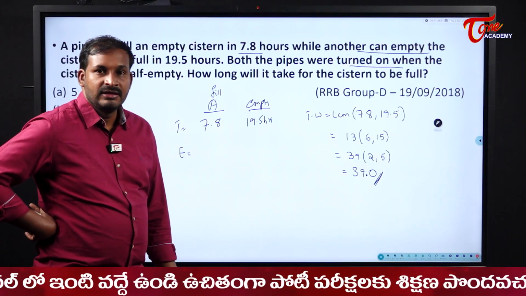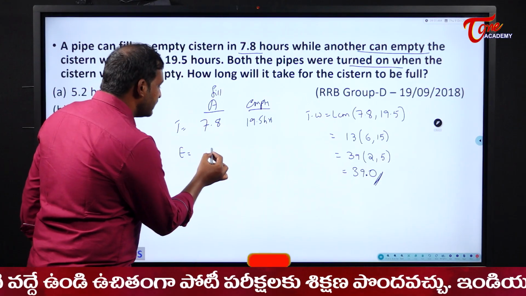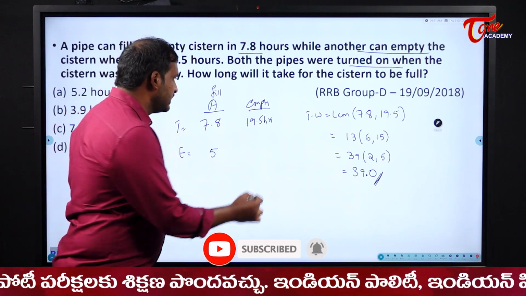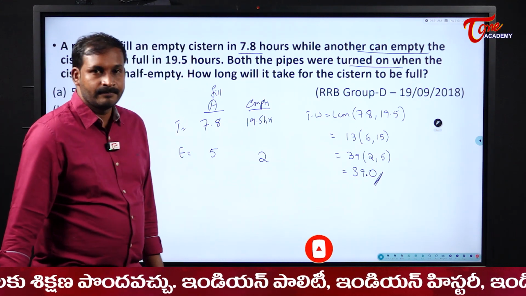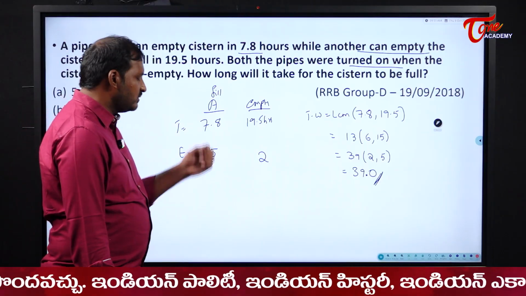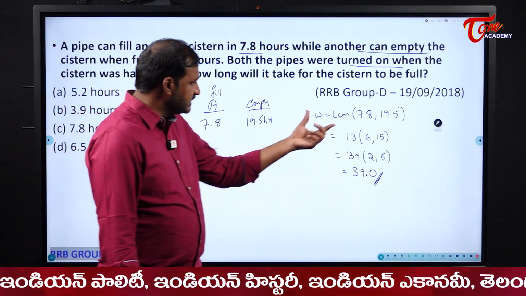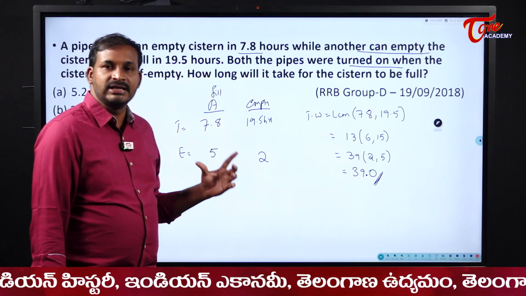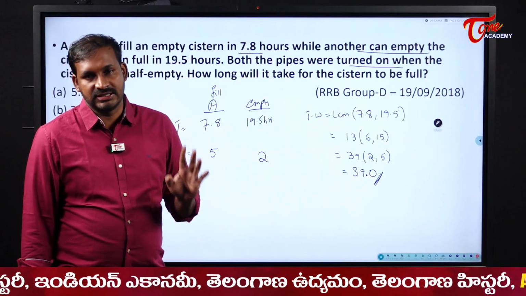7.8 and 39. What is the efficiency, student? 39 by 7.8 is 5. And 39 and this one, efficiency will become 2. So majorly the answer lies in this one. How quickly you find the total work, that much quickly you will get the answer, students. Keep this thing in your mind.